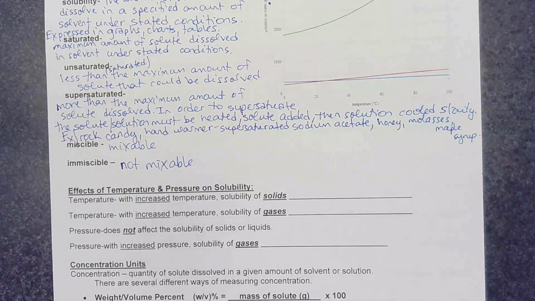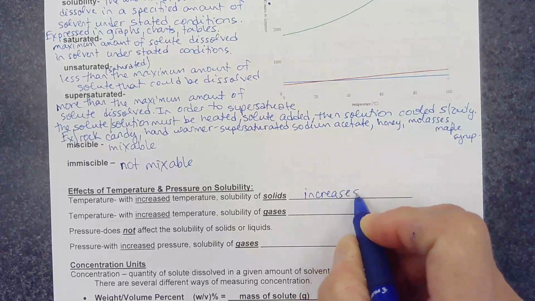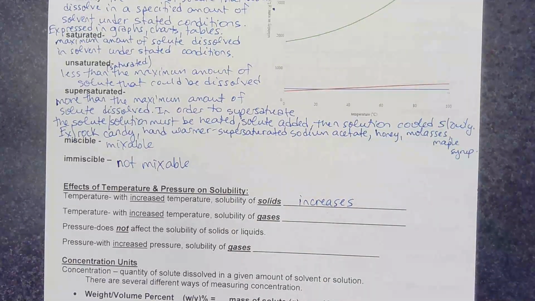All right, so two words there. Now then, what's the effect of temperature and pressure on dissolving? So it says temperature. With increased temperature, in general, the solubility of solids, what? Increases. With increased temperature, the solubility of solids increases.